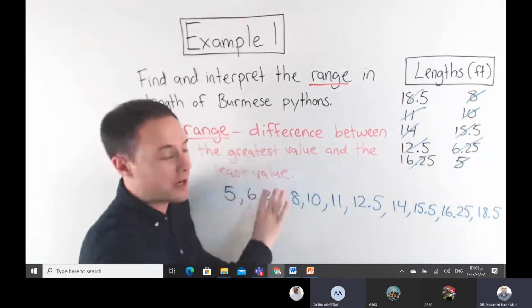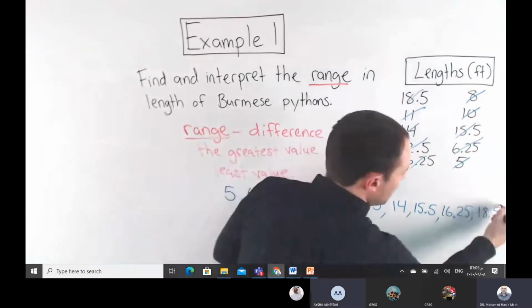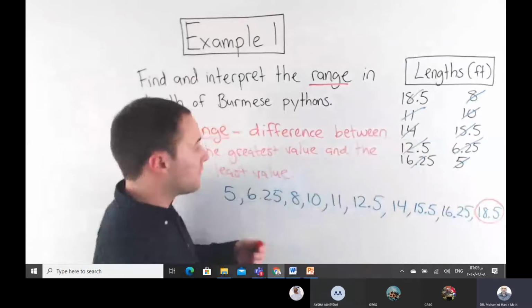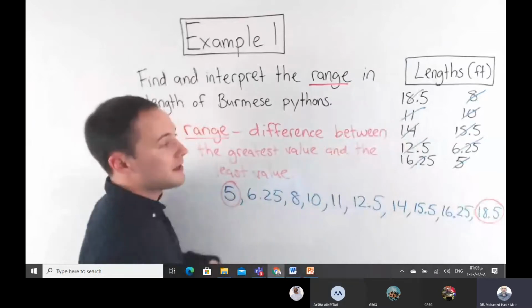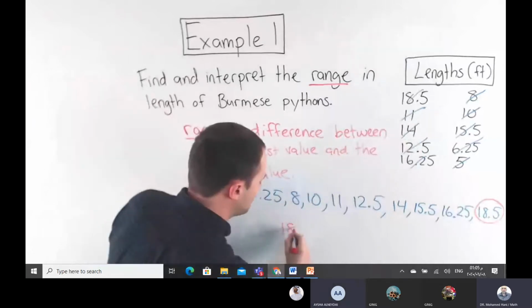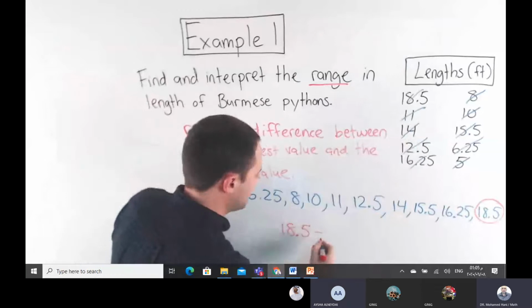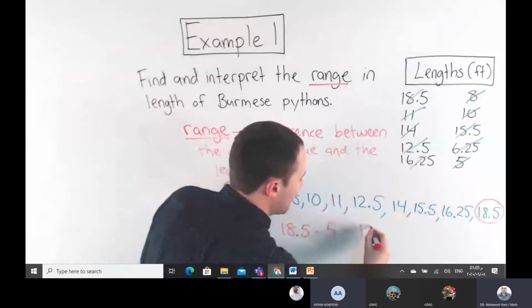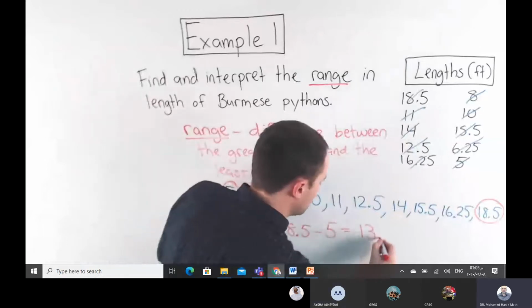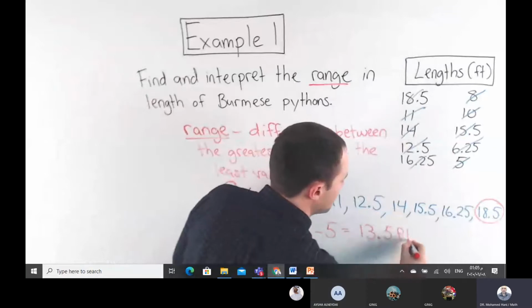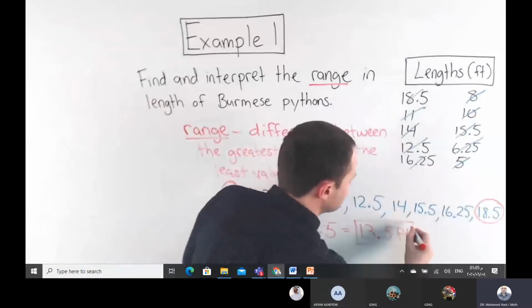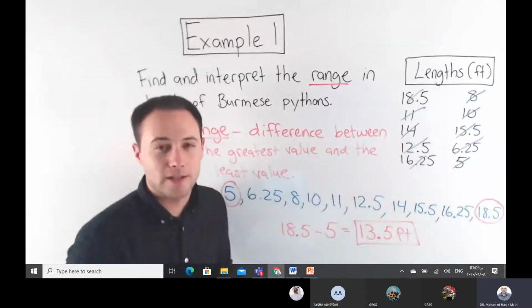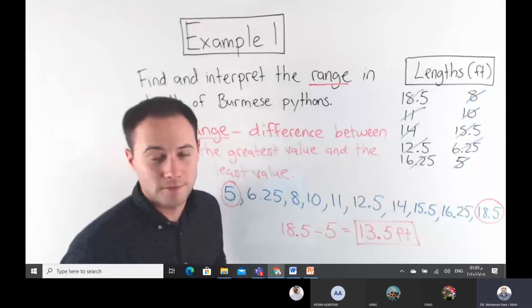So now it's very simple. Find the range, the difference between the greatest value and the least value. Here is my greatest value, 18.5 feet. Here is my least. So the difference, I'm going to subtract 18.5 minus 5 would give me a range of 13.5 feet. Okay, and that is my range. Here's one to try on your own.